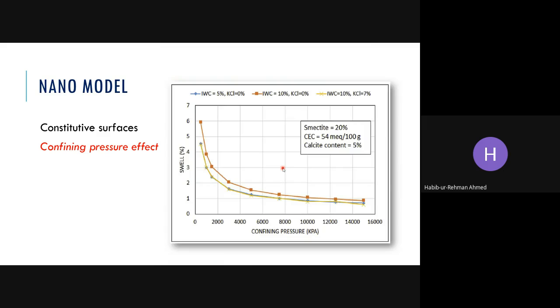Okay. And look at here the same model, and you can see here the percentage swell and confining pressure. So from even more than 7500 up to 15,000 kPa pressure, the swell percentage was predicted using this model.